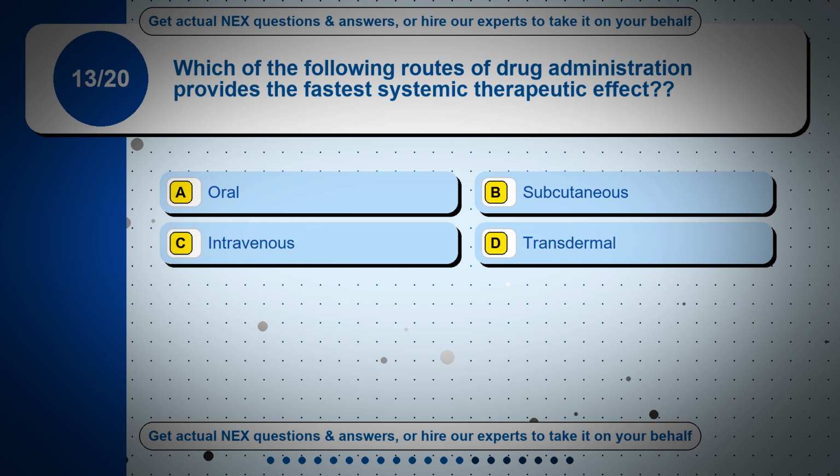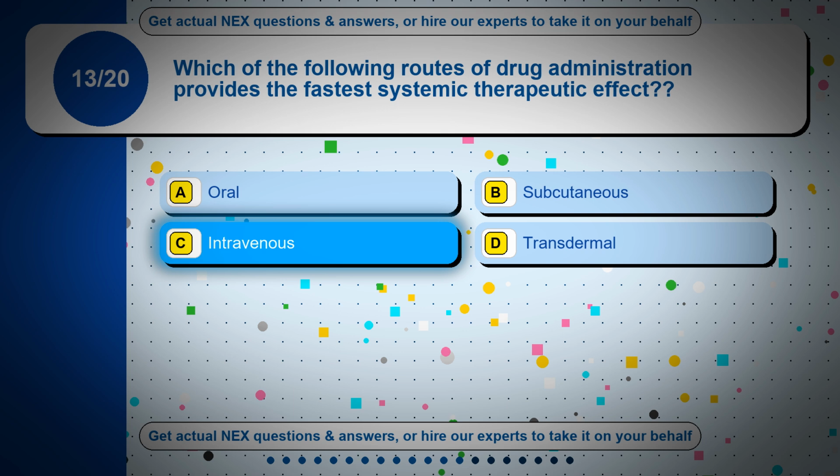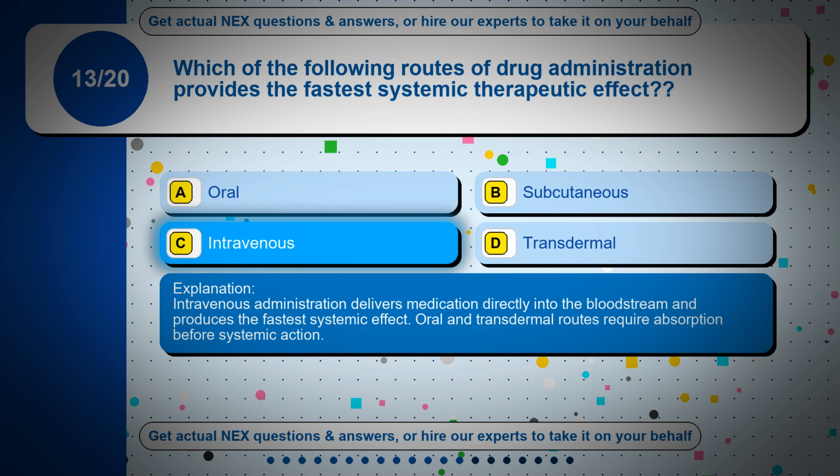Question 13. Which of the following routes of drug administration provides the fastest systemic therapeutic effect? Option A, oral. Option B, subcutaneous. Option C, intravenous. Option D, transdermal. The correct answer is option C, intravenous. Intravenous administration delivers medication directly into the bloodstream and produces the fastest systemic effect. Oral and transdermal routes require absorption before systemic action.